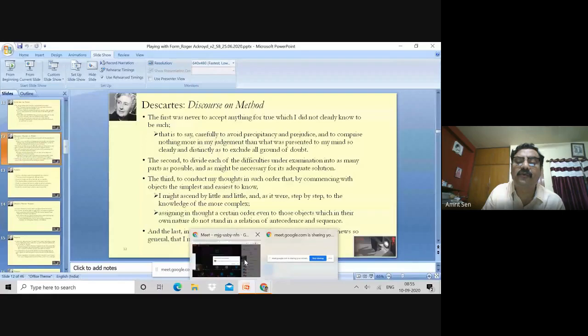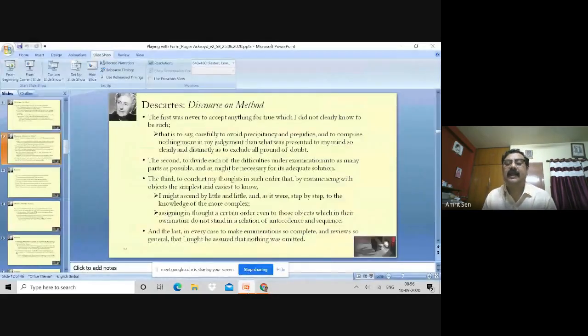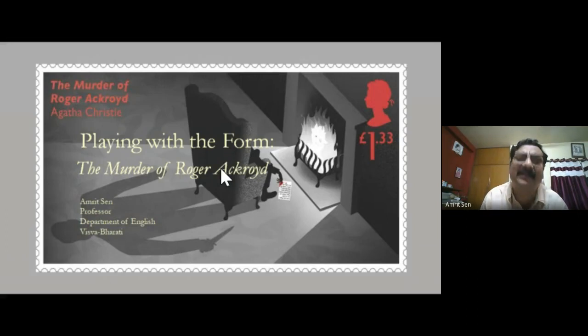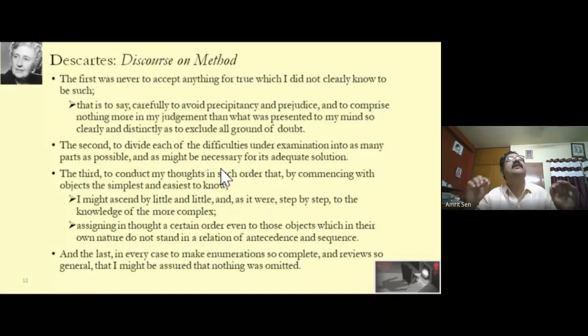And in the last, in every case, to make enumerations so complete and reviews so general that I might be assured that nothing was omitted. So, the solution of detective fiction must be such that there can be no inadequacies or no mistakes, no inconsistencies in the pattern of reasoning. The crime must be tied in such a way that everything is explained, that there is nothing that is not explained. This is what the method of the detective must be.